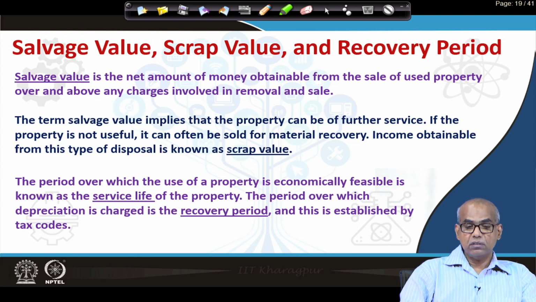The period over which the use of a property is economically feasible is known as the service life of the property. The period over which depreciation is charged is the recovery period, and this is established by tax codes of different countries. So, the period over which the use of a property is economically feasible is the service life, and the recovery period is established by tax laws of different countries.